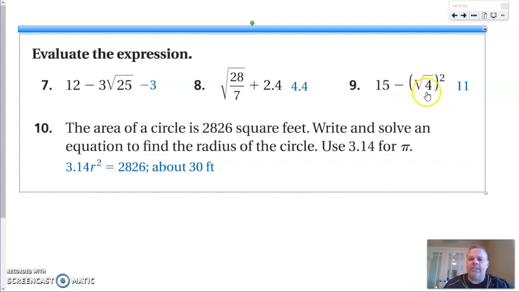So 15 minus the square root of 4 squared. Anytime you have the square root of something squared, it will be whatever is in that symbol. We'll come back to this one in a second.